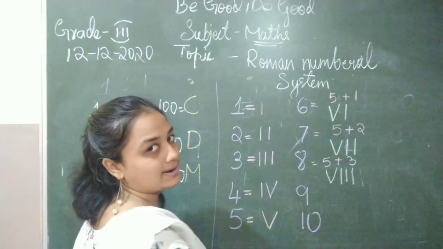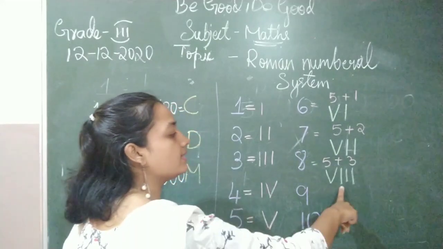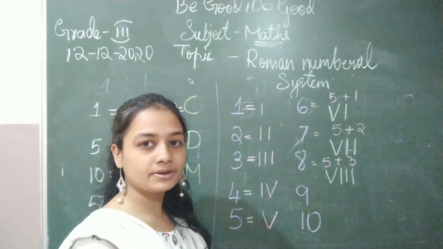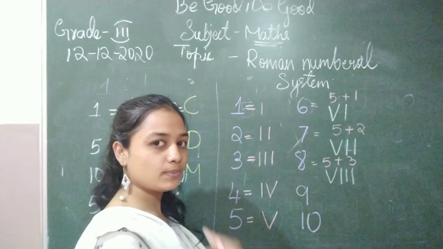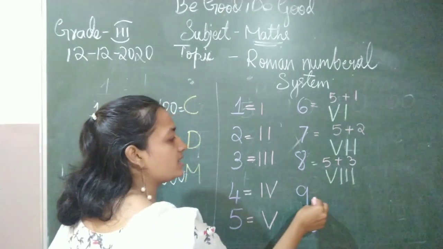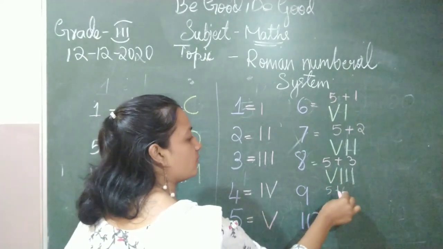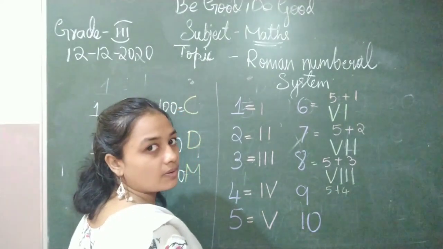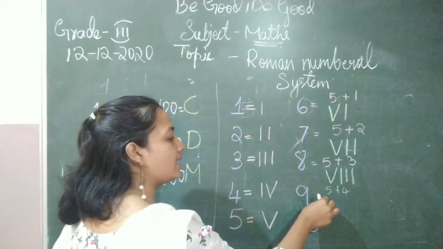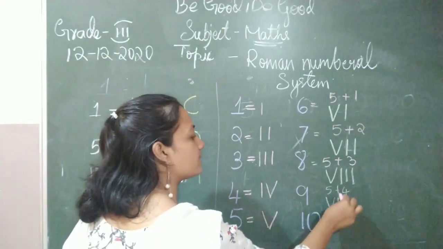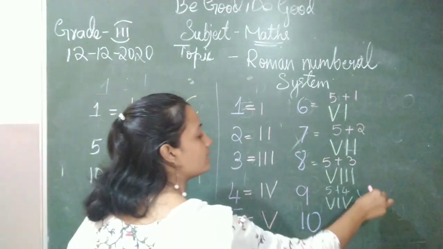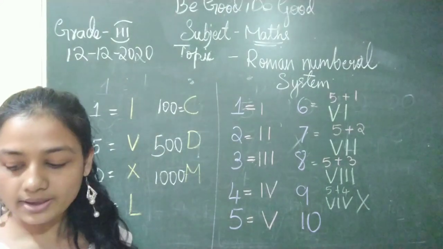9. When I come for 9, I can't write the lines like this. One more line I can't add because the same symbol can be written only 3 times. I can't write more than 3 times. So, I can't write 5 plus 4 is 9. Okay? Because I cannot write the number like this. This is not correct.